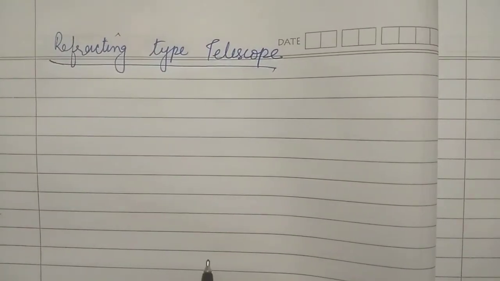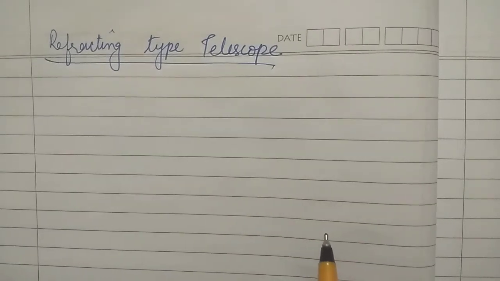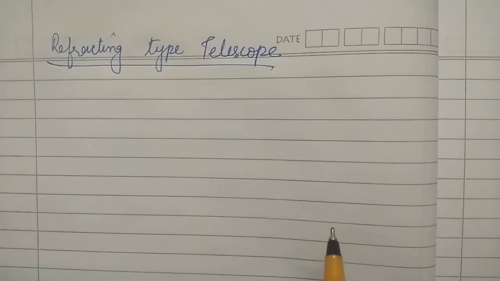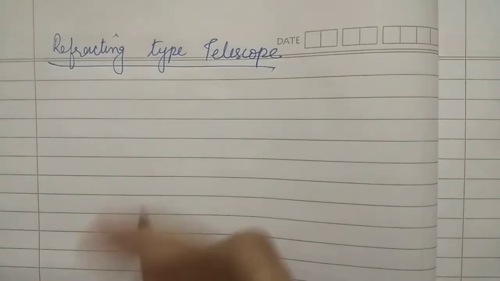Dear students, the next topic we are going to discuss is the telescope. We know that the telescope is a device which is used to see very far off objects. It magnifies the far off objects, and here also we'll use two convex lenses.